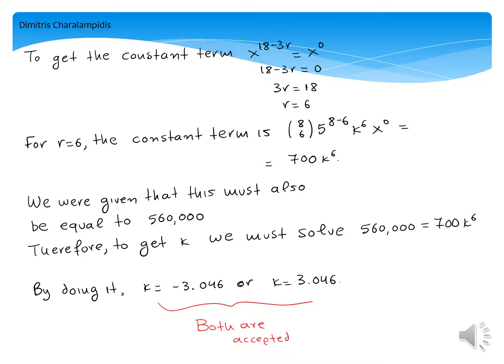By doing it, most likely by using a GDC, a calculator, we get that k is either equal to negative 3.046 or equal to the positive 3.046. And both values will be accepted.